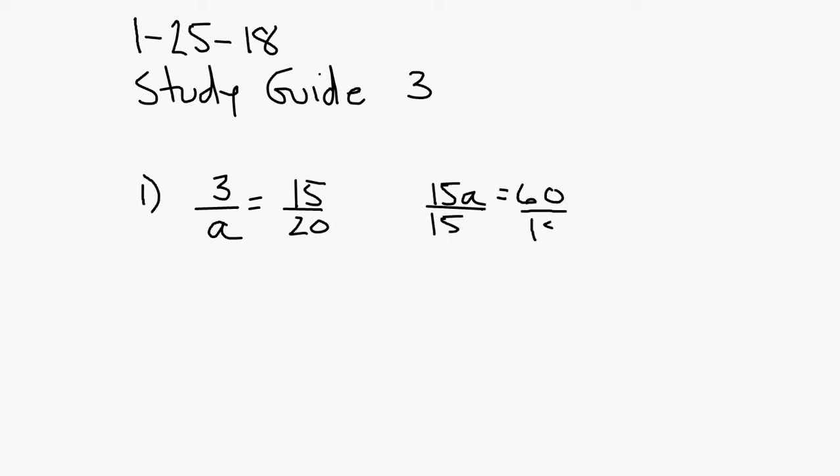So if 3 over A is equal to 15 over 20, in a proportion, cross products are equal to each other. So you're going to crisscross multiply. So 15 times A, 15A, is going to be equal to 3 times 20, which is 60. And you can divide both sides by 15. A is going to be equal to 4.